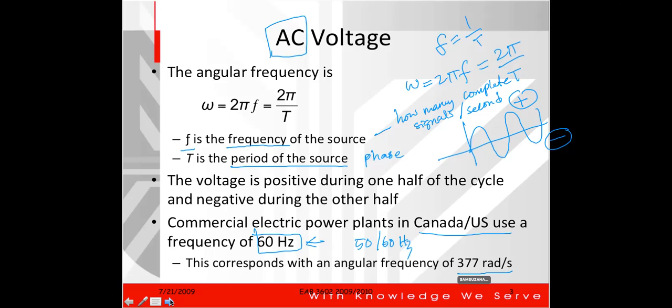So kita boleh convert, kalau dalam you all punya calculator tu kan. You can convert from frequency to radians. Angular frequency ni dalam bentuk degree. So bila you convertkan kepada radians, dia adalah 377 radian per second. Okay.